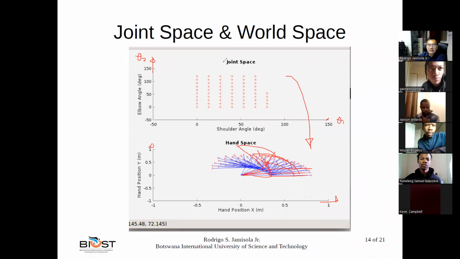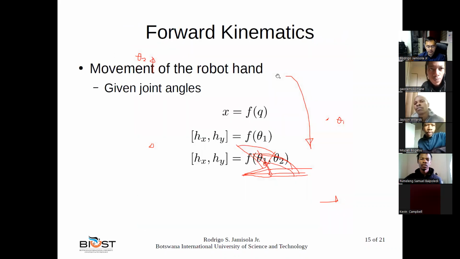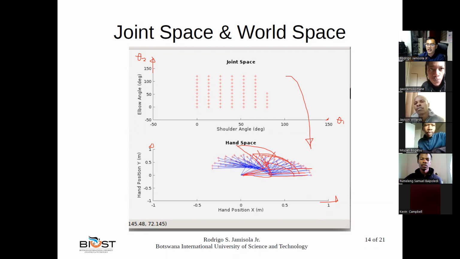So the question is, what happens if we increase the size? Well, let's just clear everything. Now if we increase the size, we still have the same thing. We still have the joint space and the hand space. So what will happen is that when you have 3 joints, you have theta 1, theta 2, and theta 3.